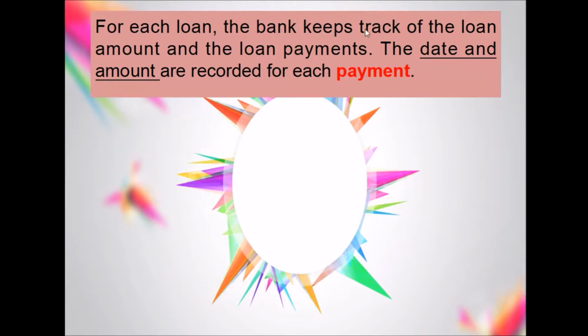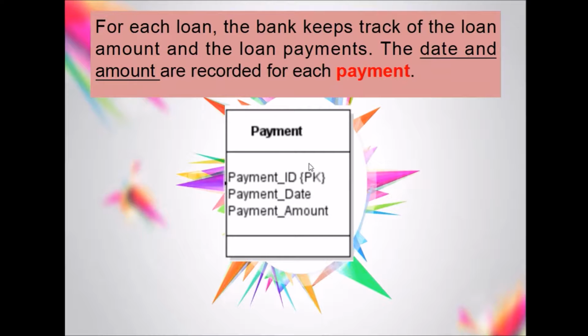For each loan, the bank keeps track of the loan amount and the loan payment. The date and amount will be recorded for each payment. So for Payment, the attributes will be payment ID as the primary key, payment date, and payment amount.